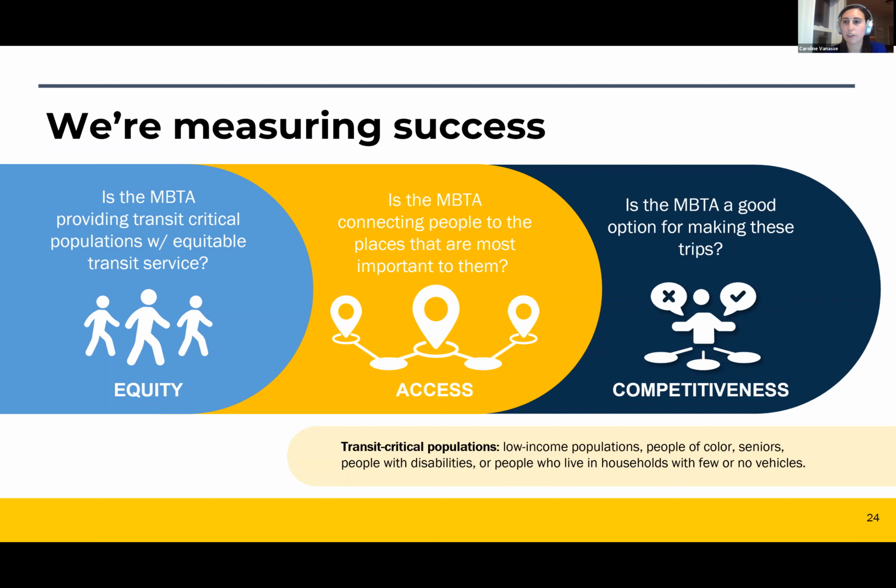And just in terms of how we're actually utilizing those 4 factors, we really want to answer 3 key questions. One, is the MBTA providing transit critical populations with equitable transit service? Is the MBTA actually connecting people to the places they need and want to go? And is the MBTA a good option for getting people to these places and making these trips?